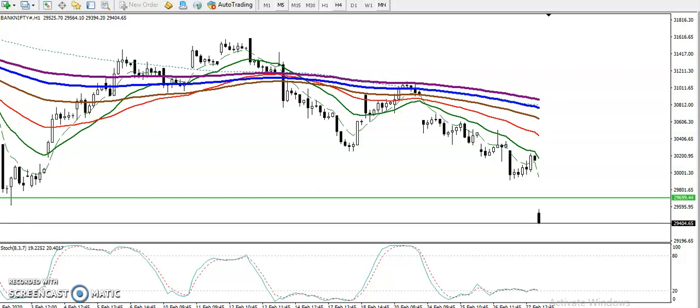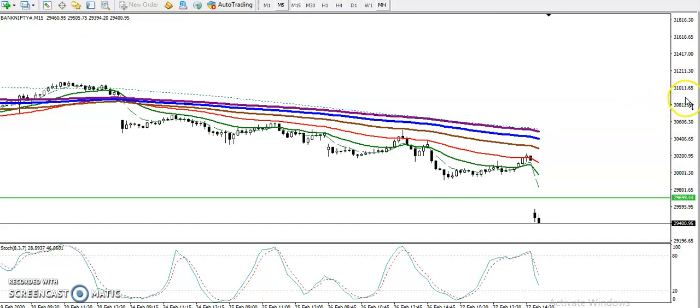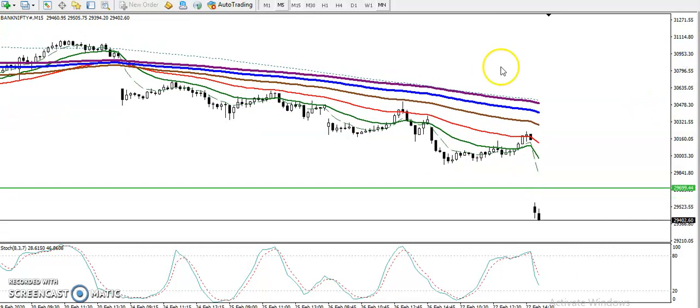So in that case, where is our entry point? For the entry point, let me show you in a smaller time frame like 15 minutes. If you want to see in 15 minutes, they are expecting moving average 50. Alright, they hit and reverse back, hit and reverse back. You can see hit and reverse back. Finally, we have seen the hit and reverse back.